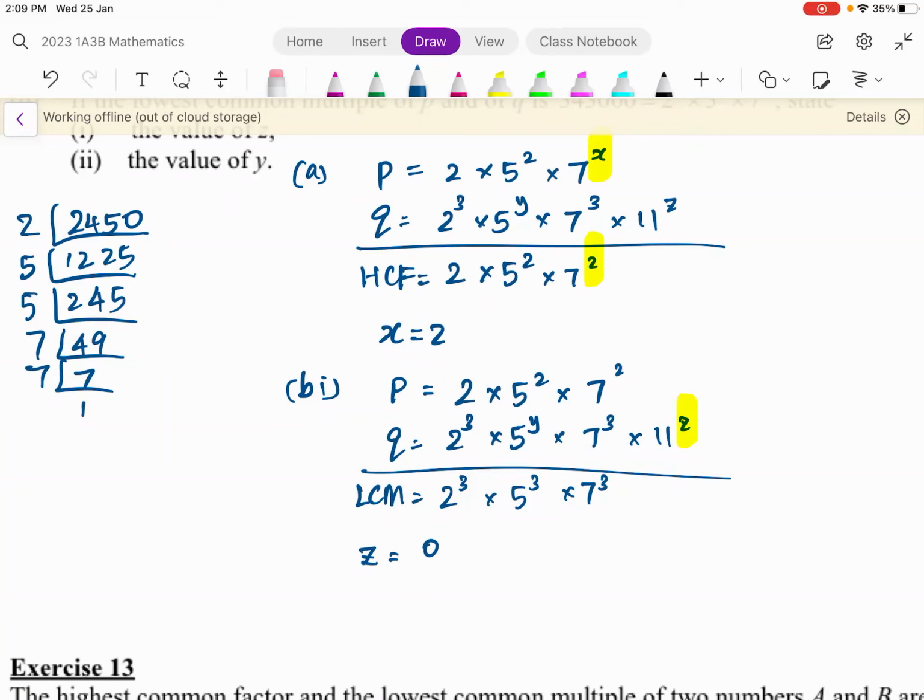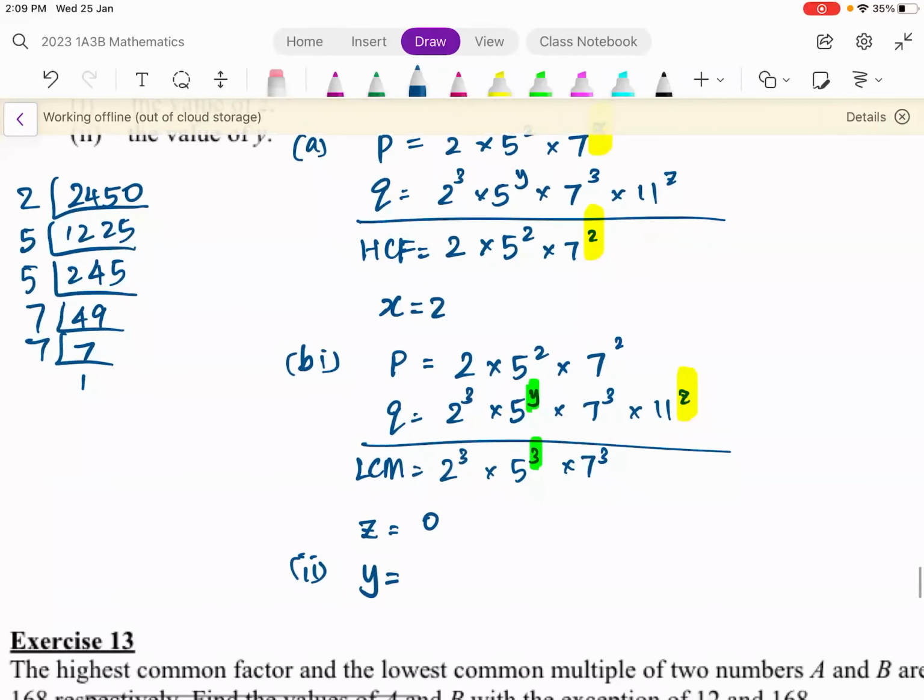So Z is 0. Now we need to find in part B the value of Y. Value of Y over here. What is the value of Y? Compare LCM. What is Y equal to? How much? 3? Yes, it is 3. Very good.